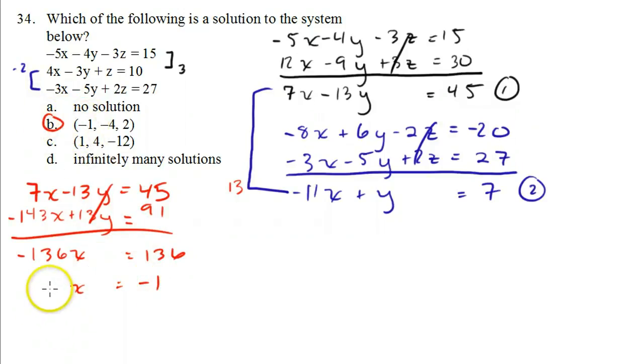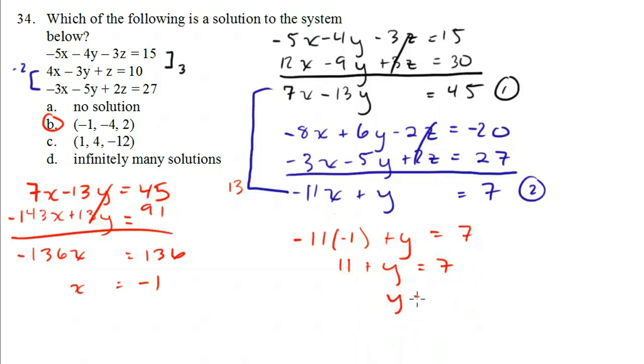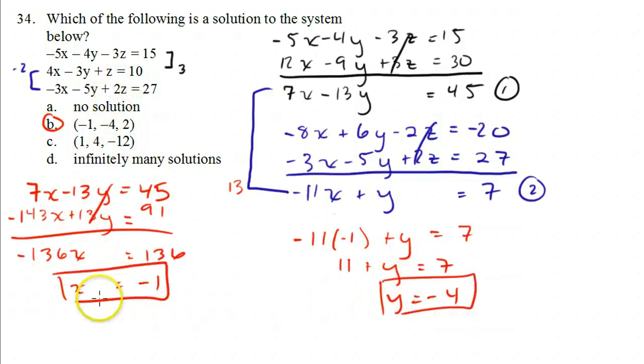But just to make sure, we're going to actually plug it in just to show how we can get the y and how we get the z. So to get the y, I just go back to either equation 1 or 2, plug in my x, and solve for y. So this one looks like it's easier. So if I plug in negative 1 for x, I get 11 plus y is equal to 7. So y is equal to negative 4. So far I have y, and I have x, so even better, it must be correct.